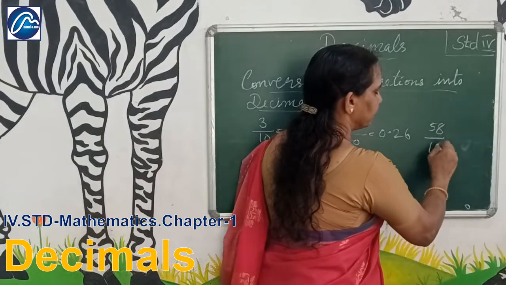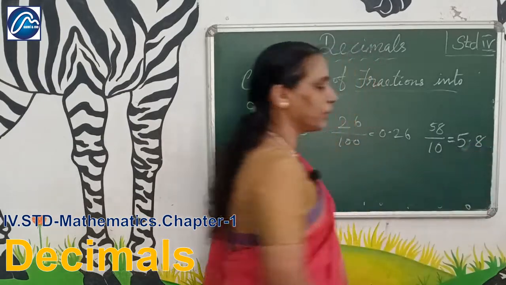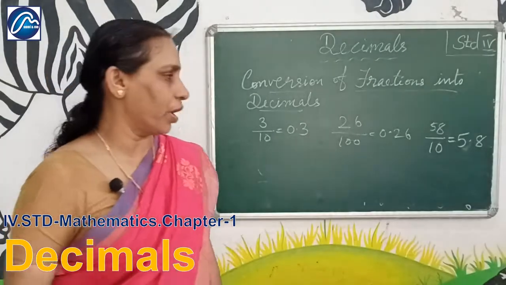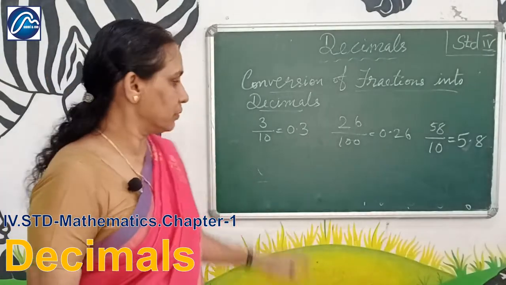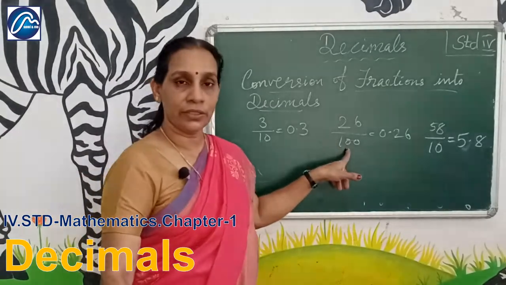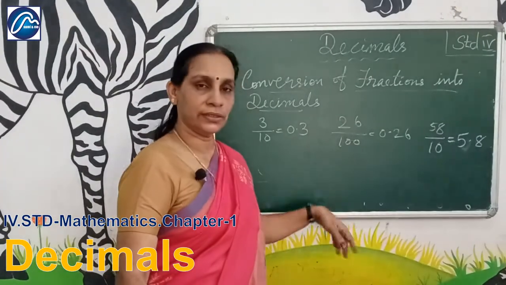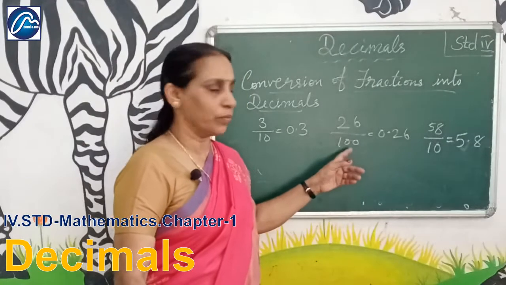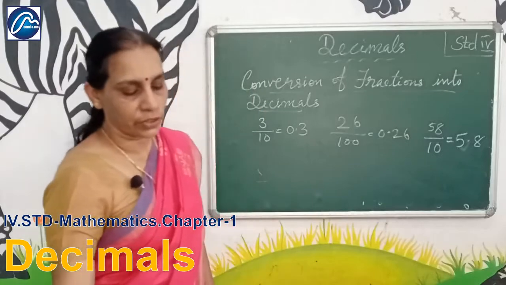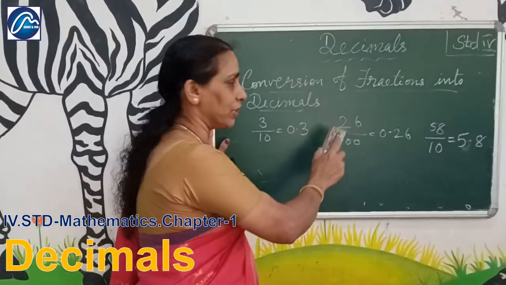58 by 10 is 5.8, because there is only 1 zero in the denominator. So this is how you check the decimal numbers by looking at the denominator. The number of zeros in the denominator, the tens, decides how many places there are after the point. Okay, so that was conversion of fractions into decimals. Conversely, we can convert decimals into fractions.